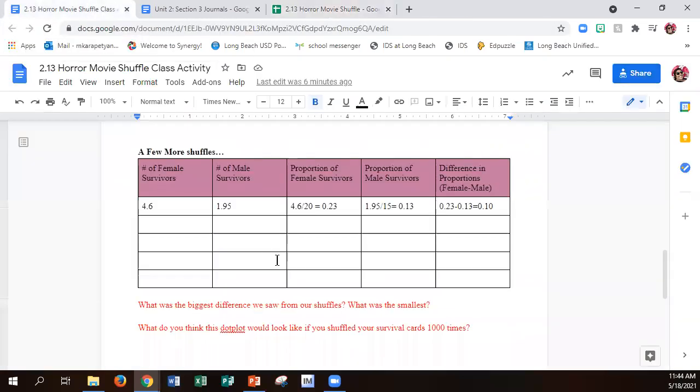So what you're gonna do is in your chart here, you're gonna put 3 female, 3 male, and then you're gonna go through and do the calculations for the proportion. So 3 divided by 17 for the female, 3 divided by 11 for the male. And then do your difference. While you guys are doing that, I'm gonna reshuffle.